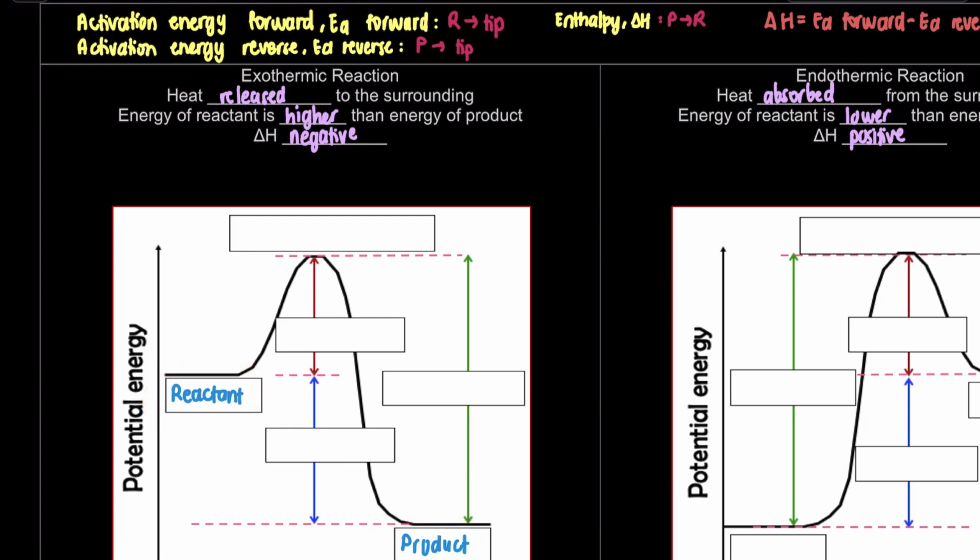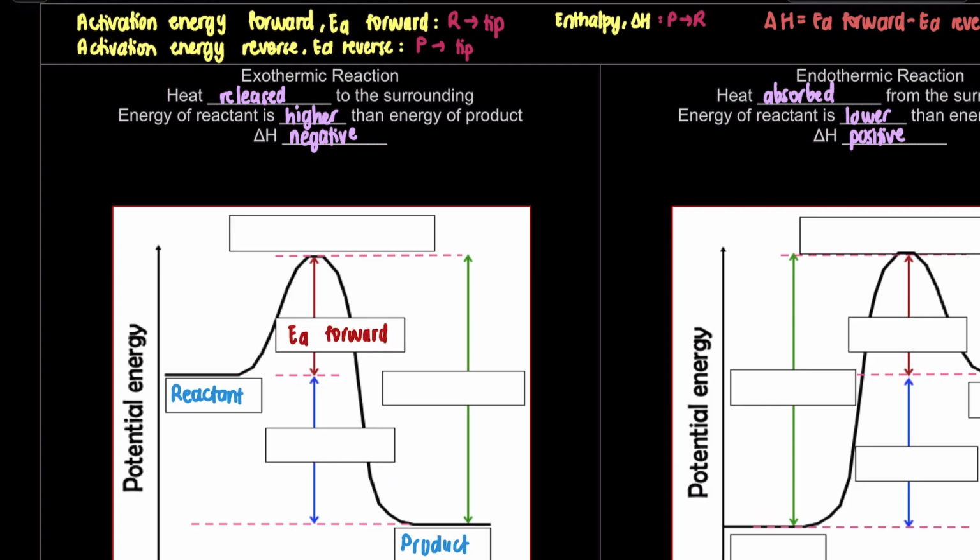Okay, next what we have learned, here we have mentioned that EA forward is from the reactant to the tip. So reactant to the tip here. Okay. So it's not from here, from the reactant to the product. So this is not the EA forward. So the EA forward is this one.